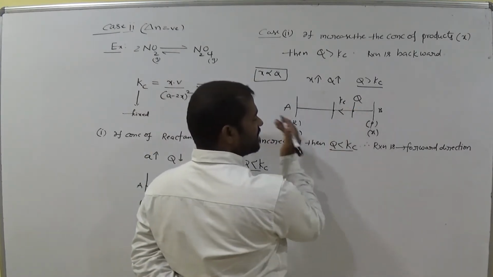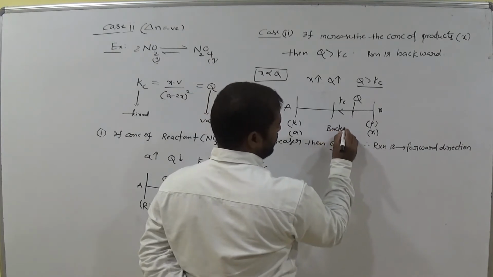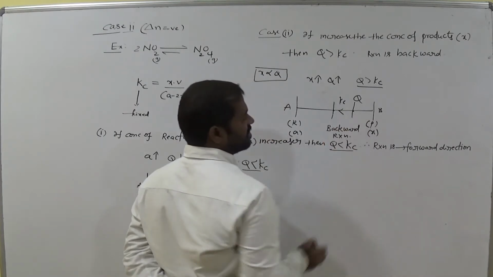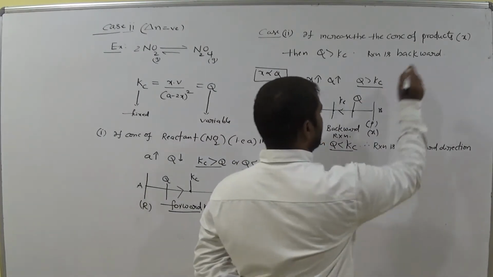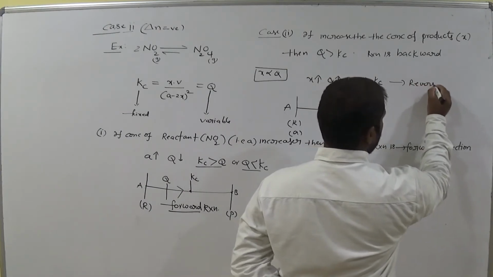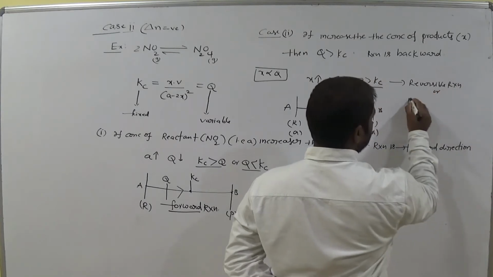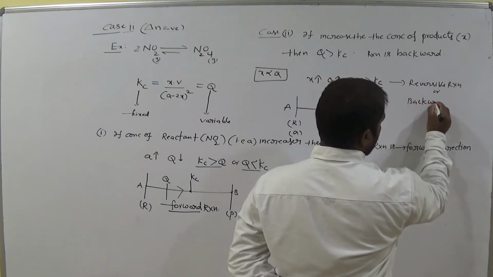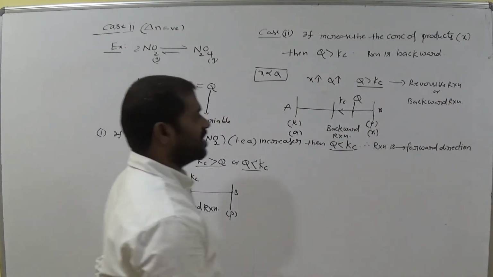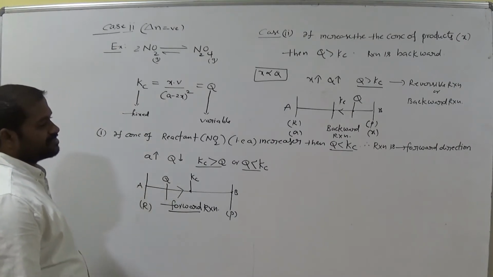In which direction is it now? The reaction is backward, or reversible reaction, backward reaction. So when Q is greater than Kc, what happens? It is a reversible reaction, or we call it a backward reaction also. Reversible or backward. Okay, is it clear, ma'am?